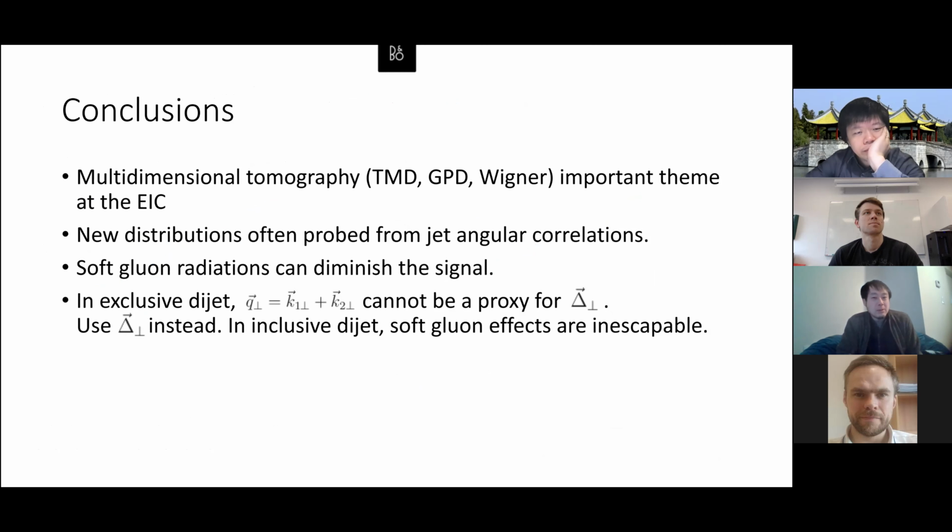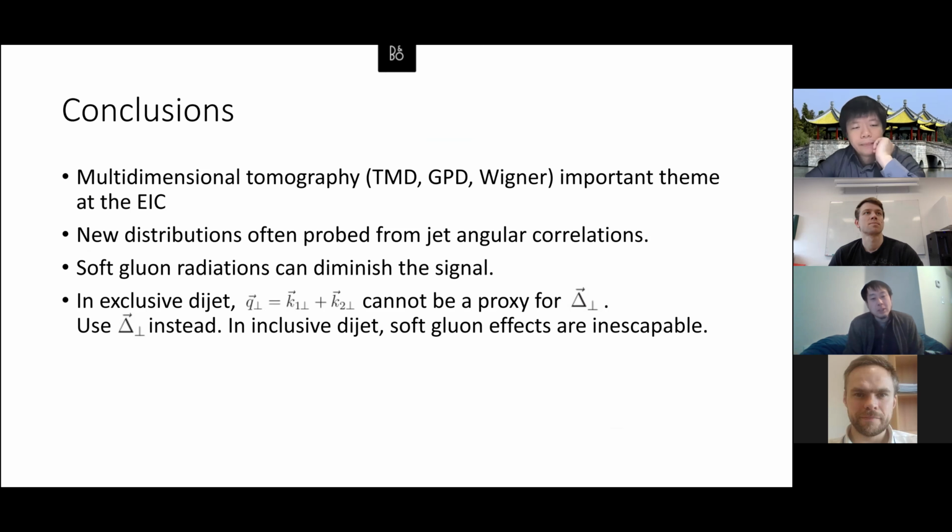All right, so that brings me to the conclusion. We talked about multidimensional tomography and TMD, GPD and Wigner distribution functions. This is an important theme of the EIC, and I showed that some interesting tomography, like angular correlation between b and k, you can extract from the measurement of jet angular correlation. But by doing so, you have to take care of the soft gluon radiation from the incoming and the final state partons that can affect this intrinsic angular dependence from the non-trivial parton distribution function.